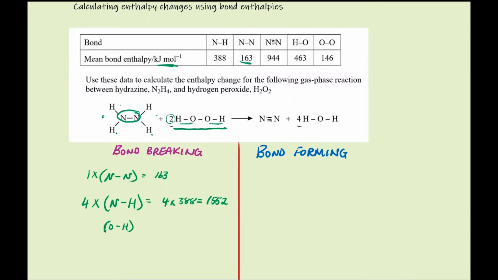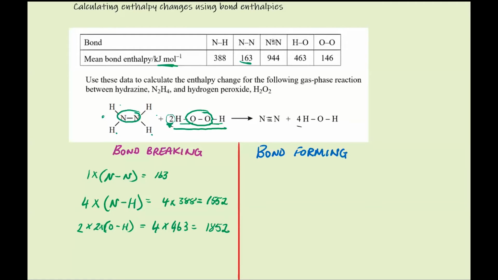Now I've already got 2 of those, so I'm going to put 2 times, but I have 2 hydrogen peroxide molecules. So that's 2 lots of 2 OH bonds, so I'm going to times that by 2, which essentially means that I've got 4 lots of OH bonds, and that goes to 4 times 463, and again I'm going to show you what that amounts to, which is 1,852.